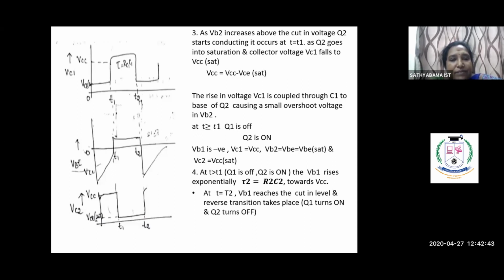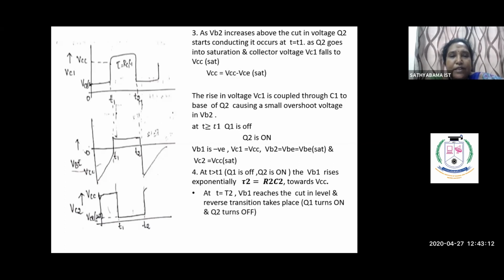Okay, and if the time t is greater than T1 and the next time is t equal to T2, VB1 reaches the cut-in level and the reverse transition takes place now. So Q1 is the turn-on condition and Q2 is the turn-off condition. This is the way we have to analyze the output waveform of this astable multivibrator.